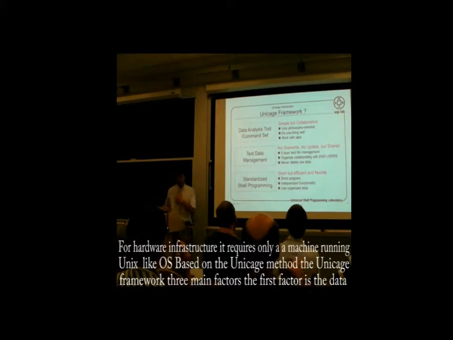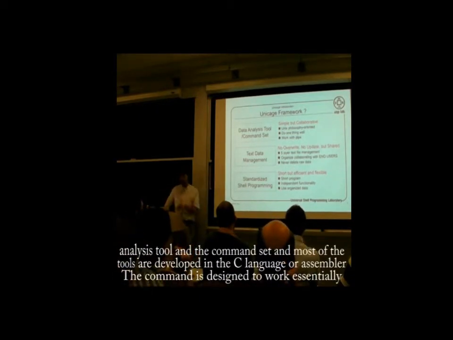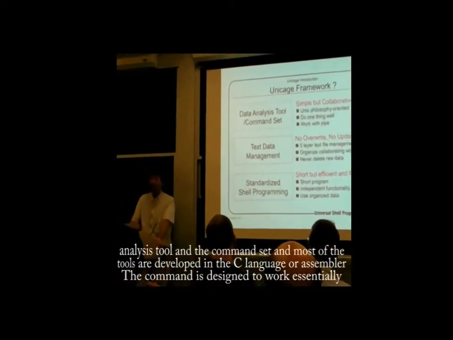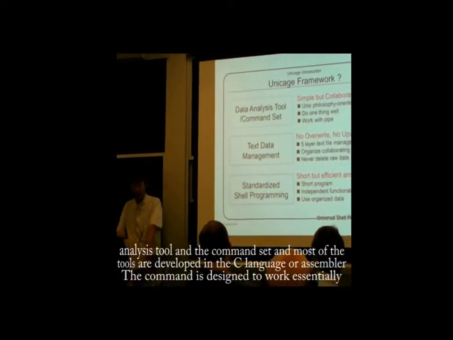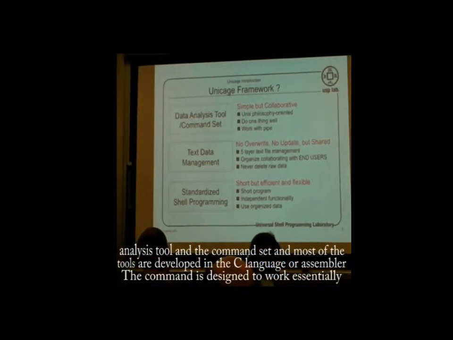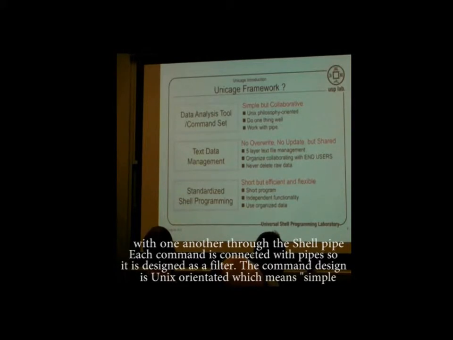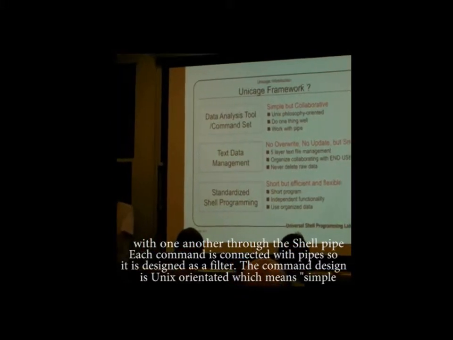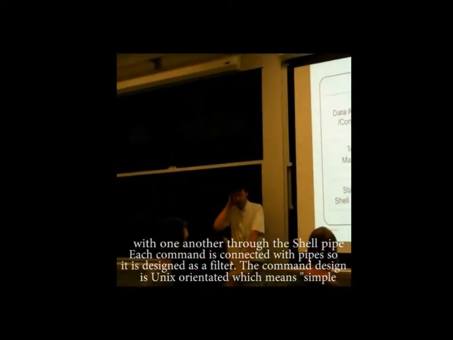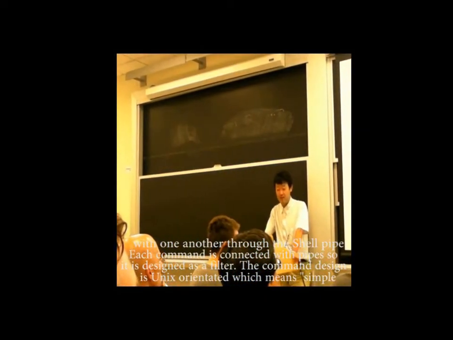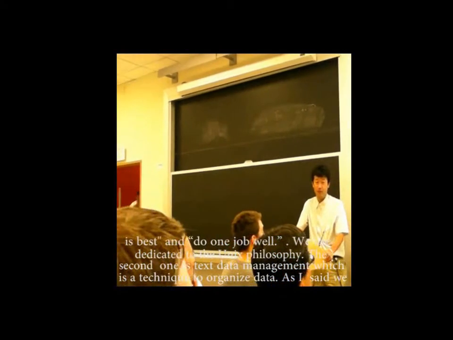Based on the Unicage method, the Unicage framework consists of 3 main factors. The first factor is the data analytics tool and command set. Most of the tools are developed in C language or assembler. And the commands are designed to work efficiently with one another through the shell pipe. Each command is connected with pipes, so it is designed as a filter. The command design is Unix-oriented, which means simple is best and do one job well. We are dedicated to the Unix philosophy.